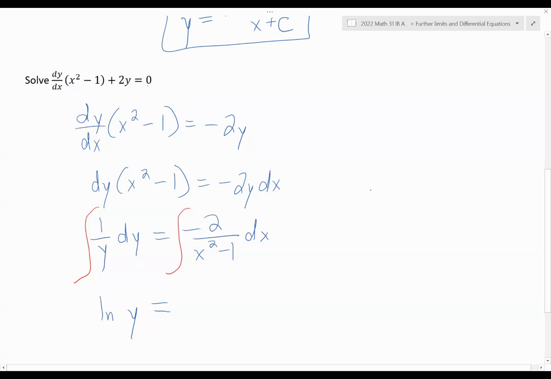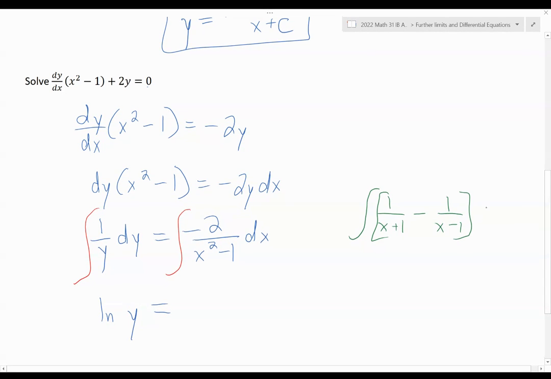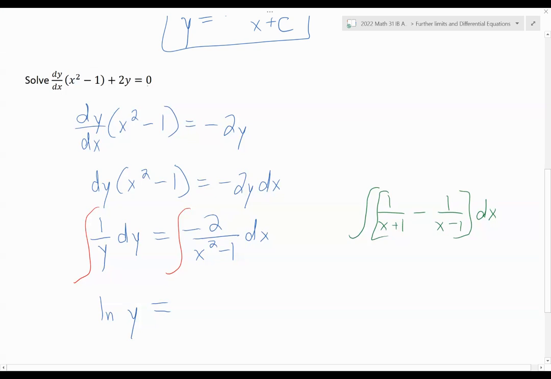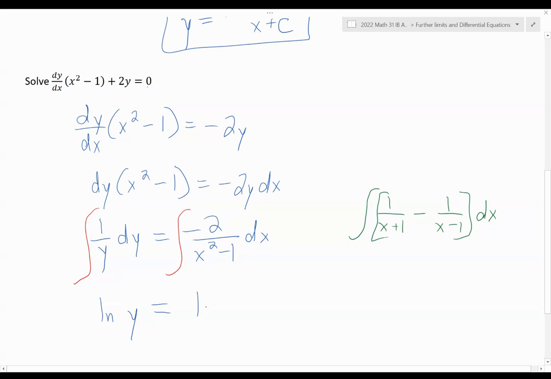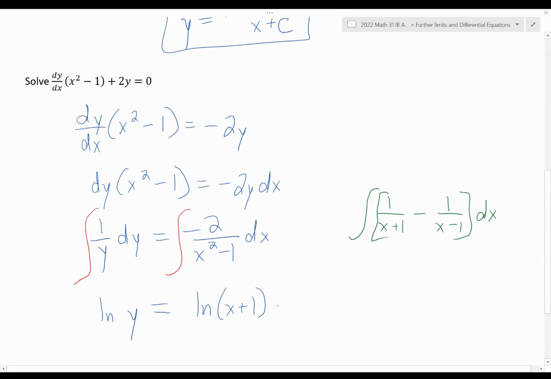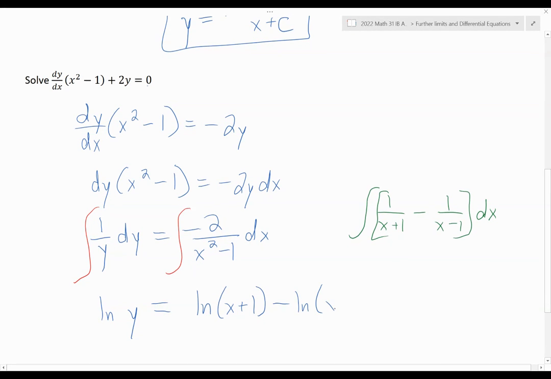So if I break this up, this actually is equivalent to the antiderivative of 1 over x plus 1 minus 1 over x minus 1 with respect to x. I'll leave it to you to check that I've broken those up correctly, but from here, that gives me the natural log of x plus 1. Again, not going to bother too much with the absolute values at this stage, minus the natural log of x minus 1 plus some constant.